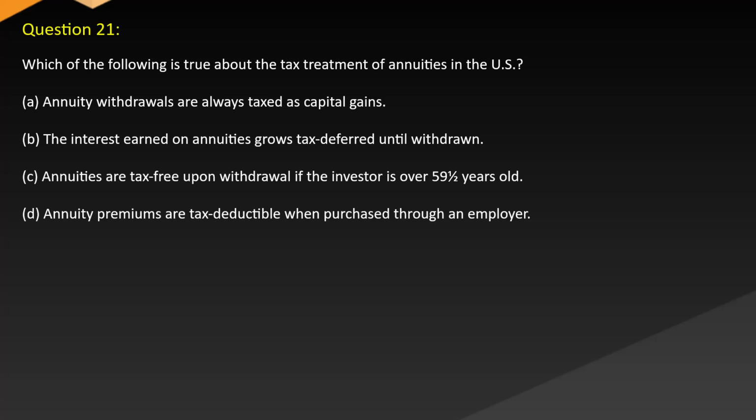Question 21. Which of the following is true about the tax treatment of annuities in the U.S.? A. Annuity withdrawals are always taxed as capital gains. B. The interest earned on annuities grows tax-deferred until withdrawn. C. Annuities are tax-free upon withdrawal if the investor is over 59½ years old. D. Annuity premiums are tax-deductible when purchased through an employer.